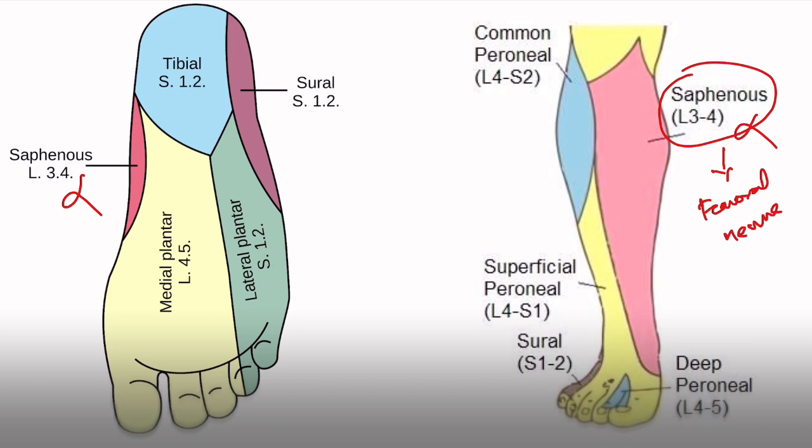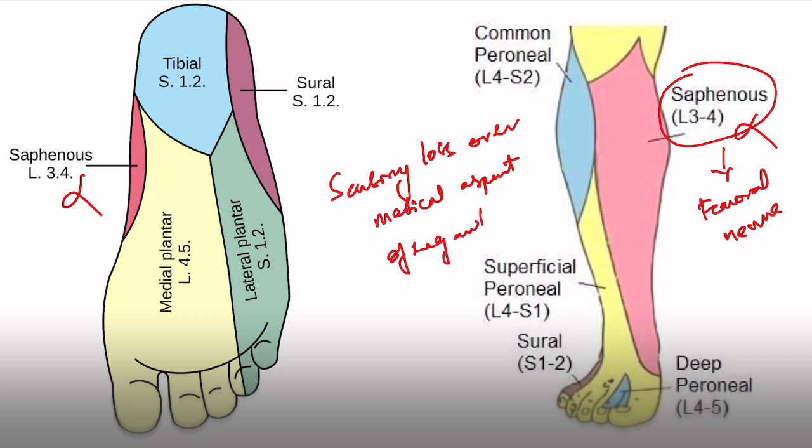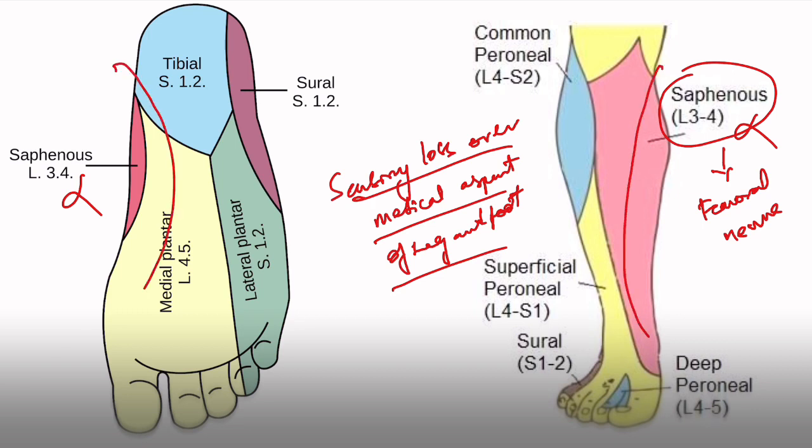So what happens whenever you damage this? The clinical scenario they are going to give is sensory loss over the medial aspect of the leg and foot. So after varicose vein surgery, if they give a clinical scenario of loss of sensation on the medial aspect of the leg and the foot, your answer is going to be the saphenous nerve.